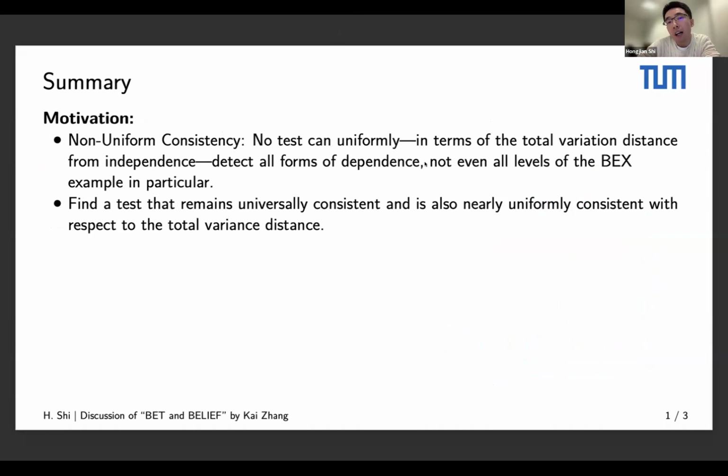The motivation to develop new methodology is first the non-uniform consistency. So no test can uniformly, in terms of the total variation from the independence, detect all forms of dependence, not even all the levels of the box example in particular. And so the goal of the first paper, Bet on Independence, is to find a test that remains universally consistent and is also nearly uniformly consistent with respect to the total variation distance.